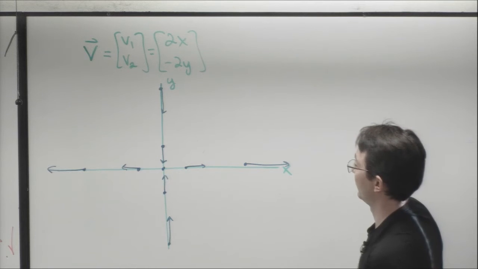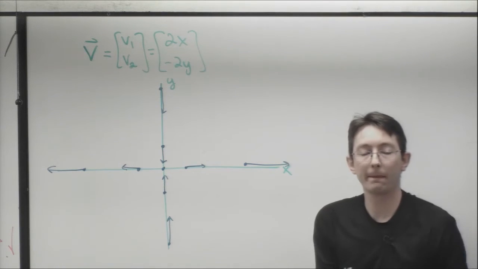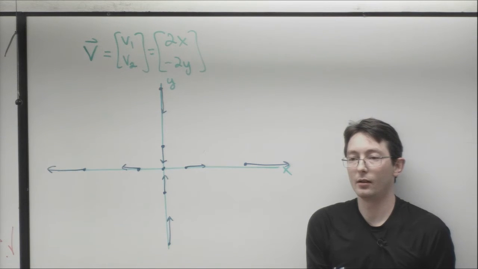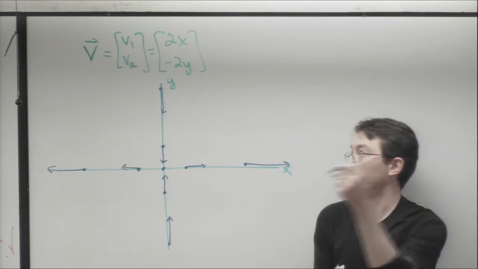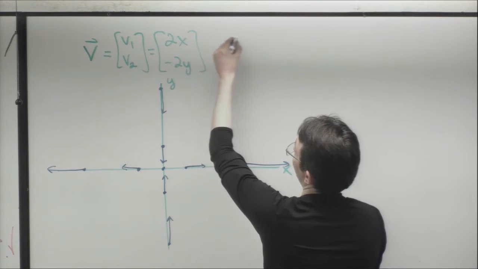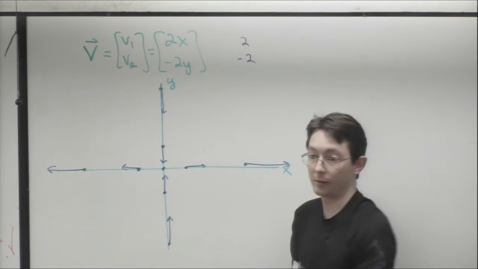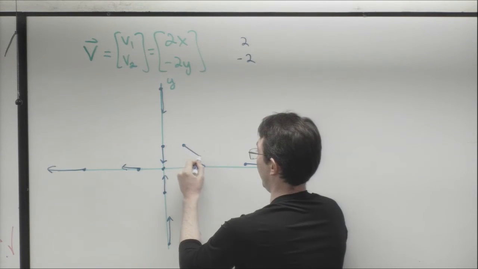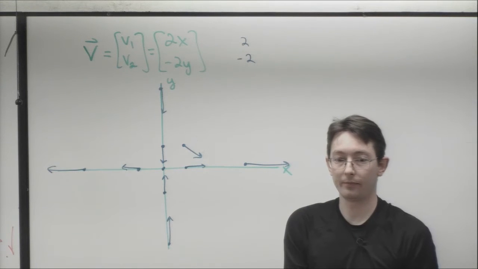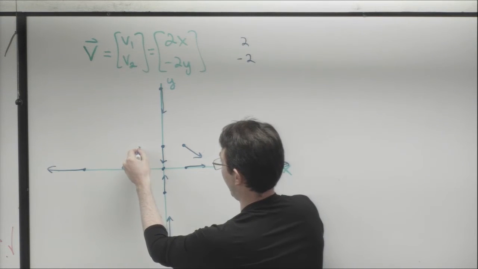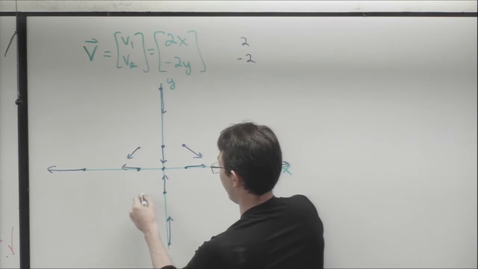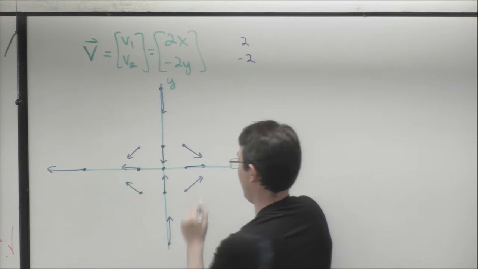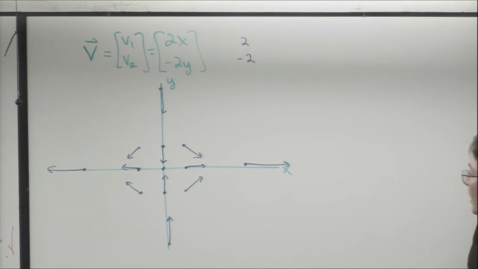What if I take a point like x equals 1, y equals 1? That's a weird one. So x equals 1, y equals 1. Then I would have 2 minus 2. So I'm going to the right 2 and down 2. So here I have kind of that kind of vector. Here I think I have a left vector. Here I probably have a vector that looks like that. Okay. And you can keep going, right?